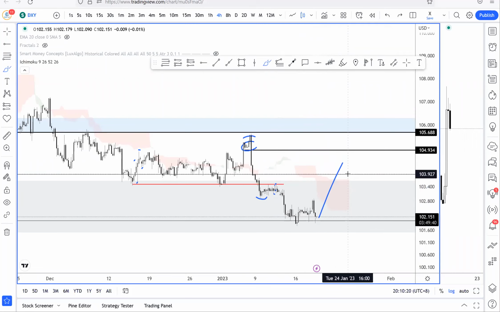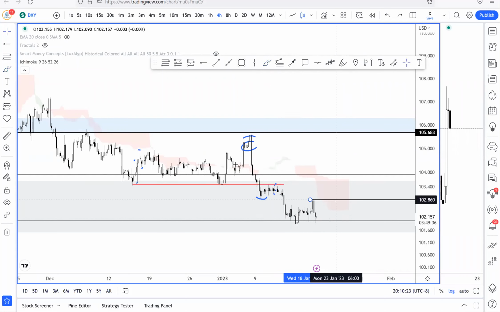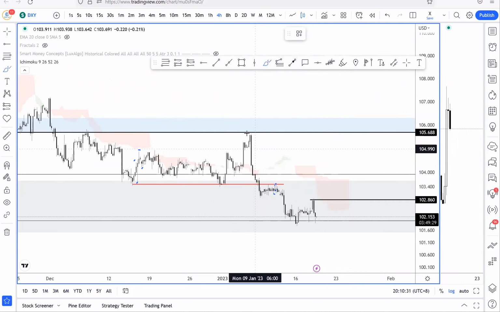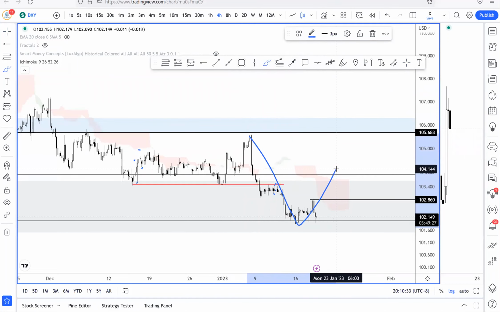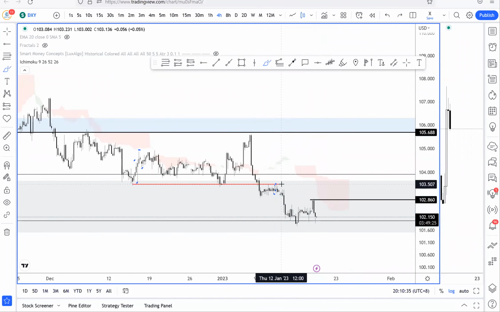So if price breaks above this high, right, this is the last high that we have on the H4, you can see that if price breaks above this level, we could see a deeper pullback within this leg. So this is the last leg, right? So if price breaks above, we could see a deeper pullback back into this. This is the first resistance.